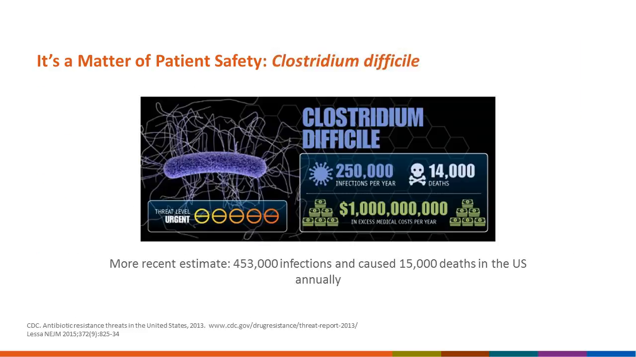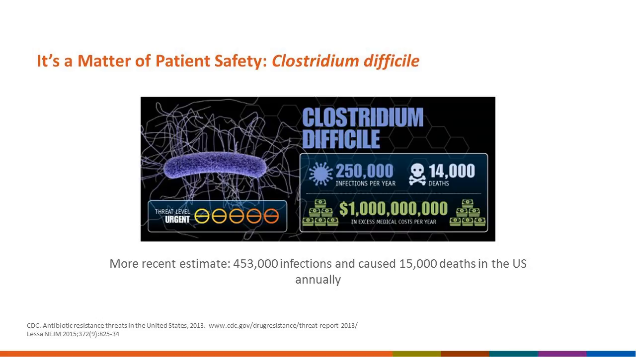Another serious unintended consequence of antibiotic use are Clostridium difficile infections. Clostridium difficile, or C. diff, is a bacterium that can cause very serious diarrheal illness, even life-threatening illness. Taking antibiotics can put people at risk for C. difficile infection. In 2013, the CDC estimated that C. difficile caused at least 250,000 infections and 14,000 deaths in the U.S. each year, leading to an estimated $1 billion in medical costs.